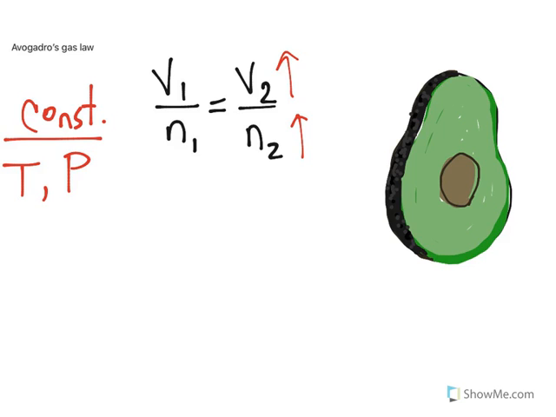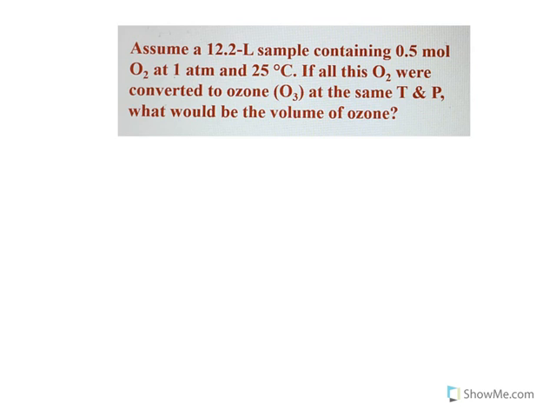So now let's work out a problem that you're probably not going to like. All right, so here it says, assume a 12.2 liter sample contains 0.5 moles of O2 at 1 atmosphere and 25 degrees Celsius. If all this O2 were converted to ozone at the same temperature and pressure, which means we don't need to care about temperature or pressure because it doesn't change, so it's not going to come out of the equation. What would be the volume of ozone?